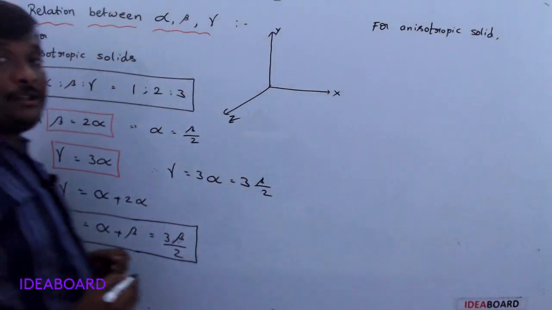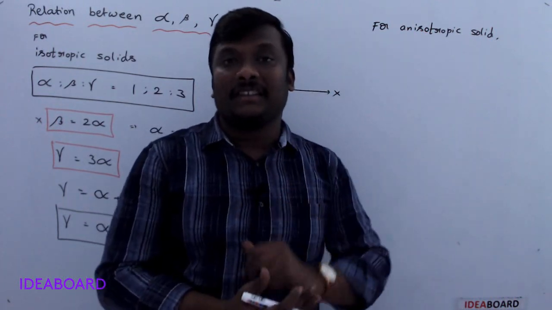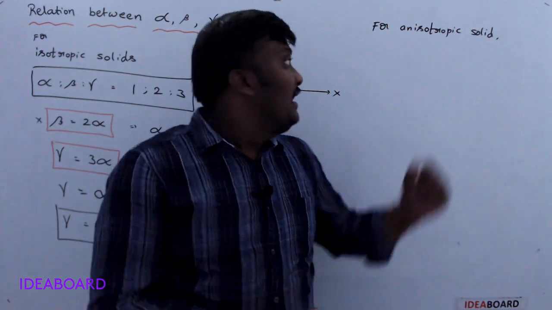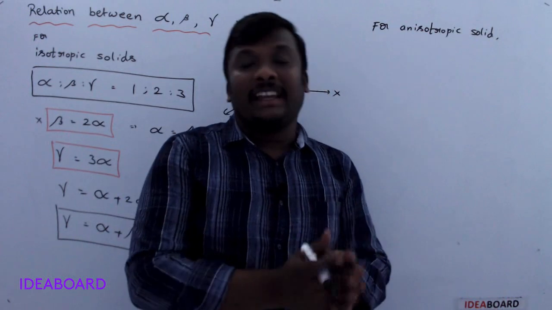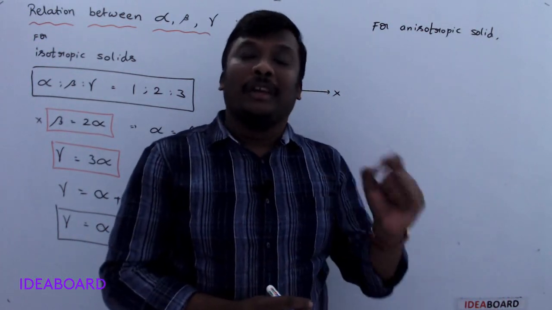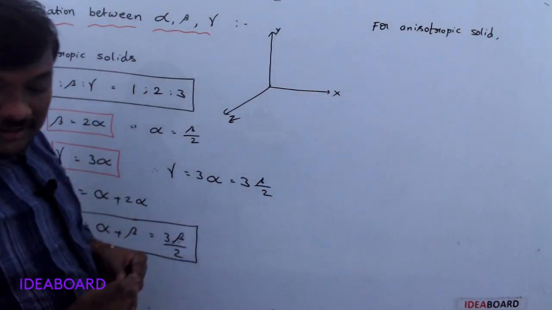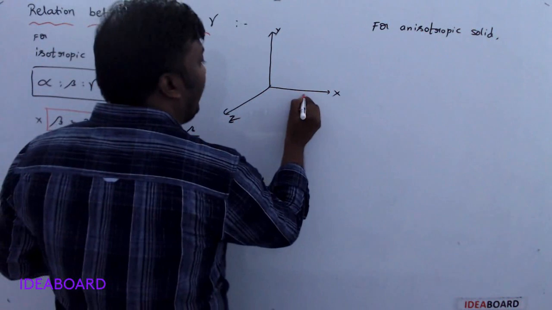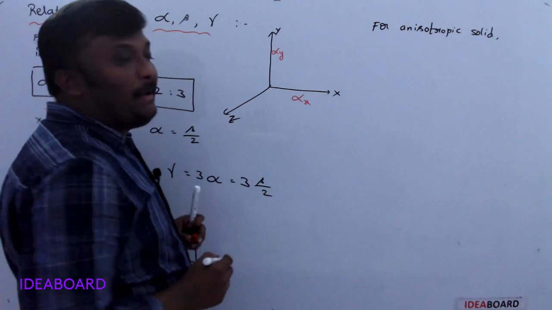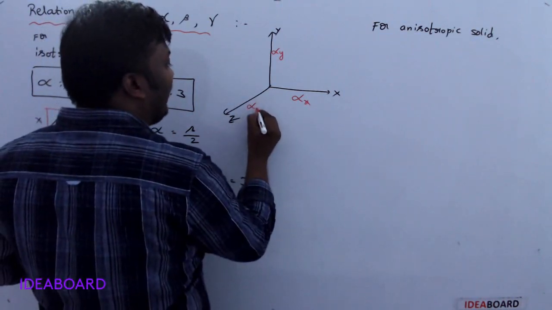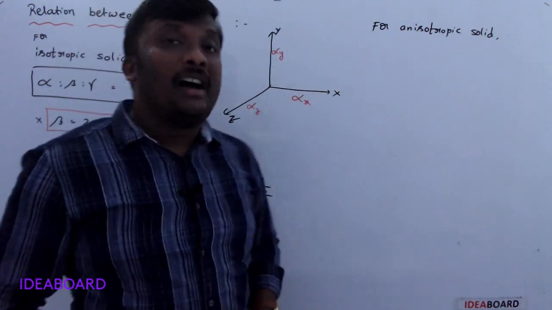What is isotropic? Isotropic means expansion is the same in all directions, then it is called an isotropic solid. Anisotropic means expansion is different in different directions while heating the solid substance. So along the x-axis, suppose the coefficient of linear expansion is taken as alpha x, along the y-axis alpha y, and along the z-axis alpha z.